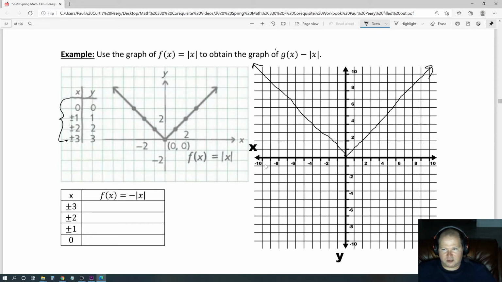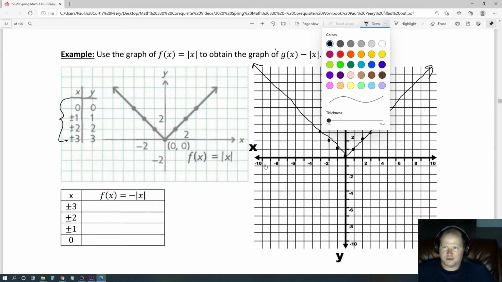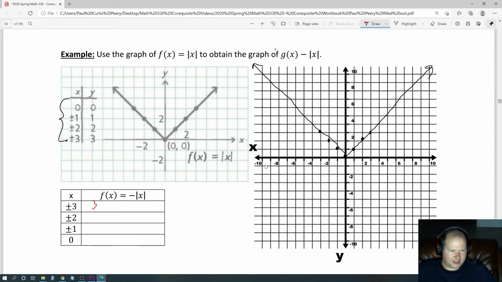Okay, so just plot the points if you want. Got the negative positive 1, and negative positive 2, and 3. Didn't do a very good job that time. Okay, so let's try the other one. So I plug in a negative or positive 3, I get a 3. I plug in negative or positive 2, I get a 2. I plug in negative or positive 1, I get a 1. I plug in a 0, I get a 0.